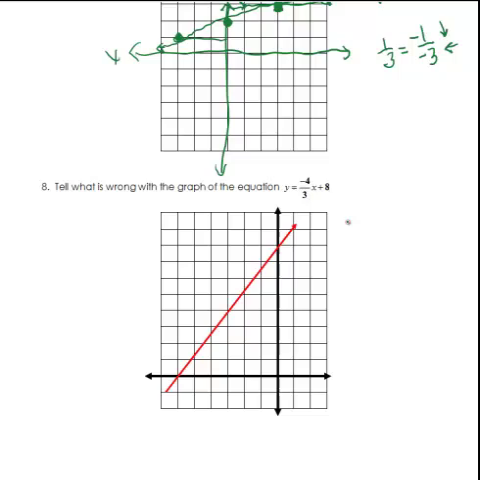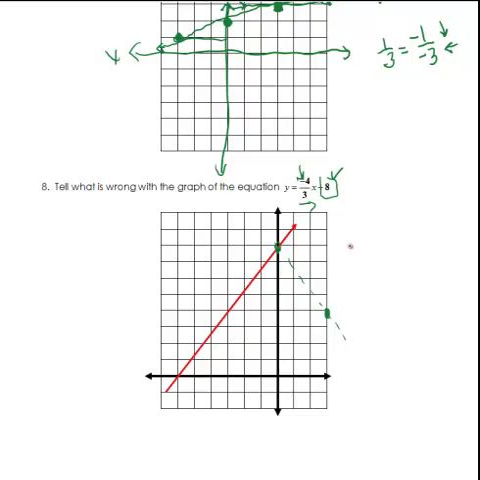So tell what is wrong with the graph of the equation. So the slope is -4/3 and the y-intercept is 8. Let's see if the y-intercept is 8. 1, 2, 3, 4, 5, 6, 7, 8. So the y-intercept being 8, that checks. Now, if I go down 4, and I go to the right 3, 1, 2, 3, I end up over here, which is not on my line. That would mean that my line would have to go like this.